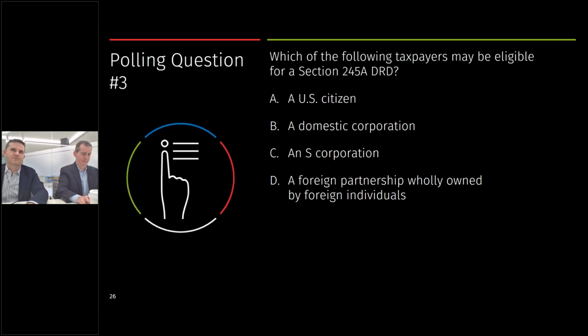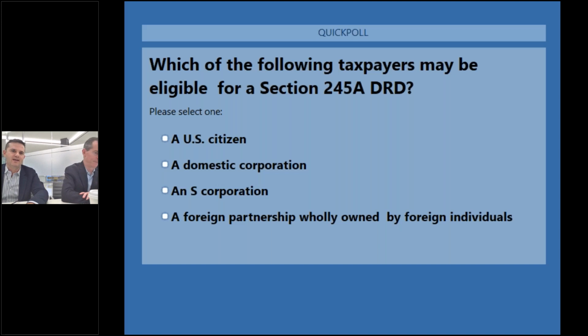Okay, so this is our last polling question of the day, and again, we're going into this question of which of the following taxpayers are going to be eligible for 245 Cap A DRD. It's going to be a U.S. citizen, a domestic corporation, an S corp, or a foreign partnership which is owned by foreign individuals.